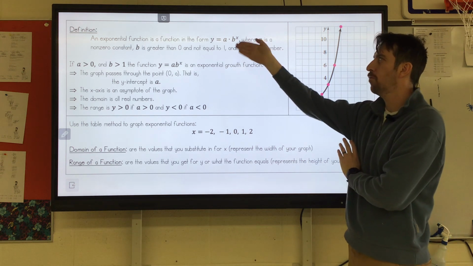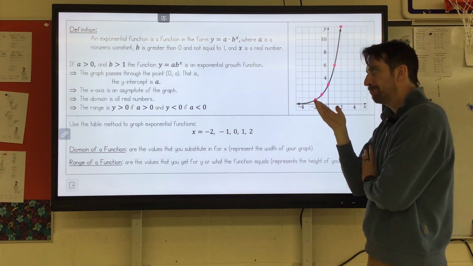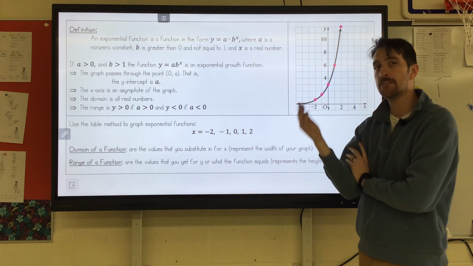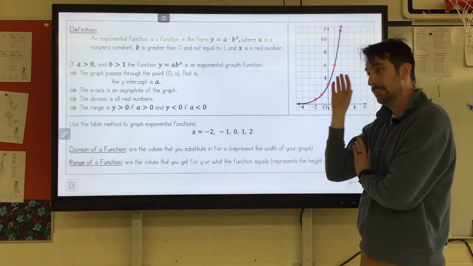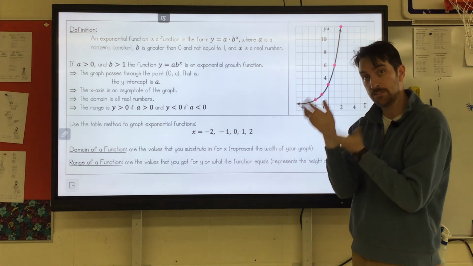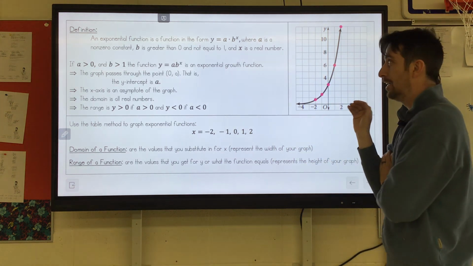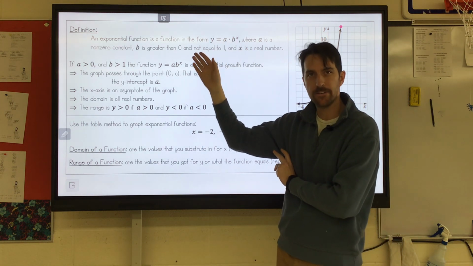So if you look, it's like y equals a times b to the x. Okay, so if the number with the exponent, the b, is greater than 1, it's going to be exponential growth. If the number with the exponent is between 0 and 1, that's going to be exponential decay. It's going to drop down. The number out in front, which is the a, that's going to be your y-intercept.